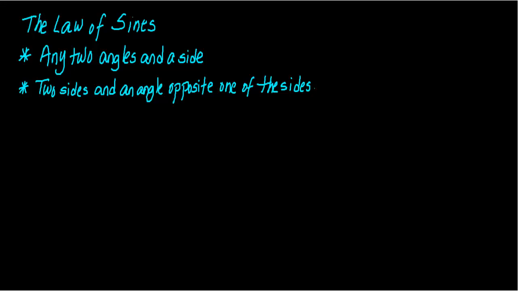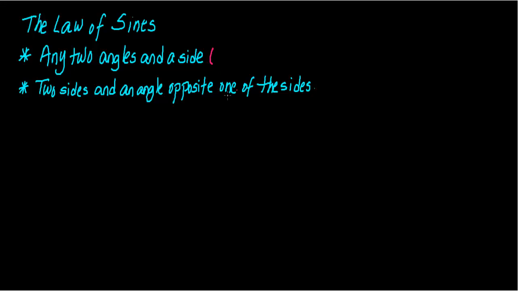Law of sines. This law will be used whenever you want to solve triangles that are not right triangles. Okay, which triangles? Well, you can use it whenever you have two angles of a triangle and a side, or you can use it when you have two sides and an angle that's opposite one of the sides. For this video, we're only going to discuss this case, okay?